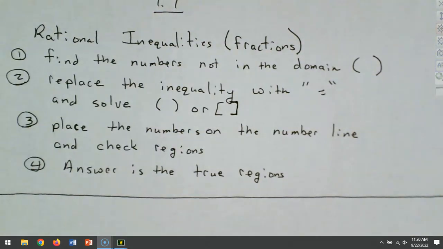So it's a little bit different than what we've done before. Find out what numbers give you division by 0. Find those. Then we set it equal. Try to solve it. You may or may not be able to. Put those answers on a number line and check the regions.